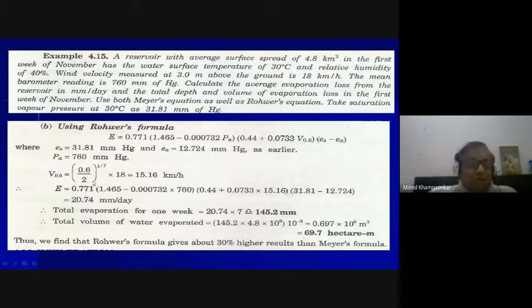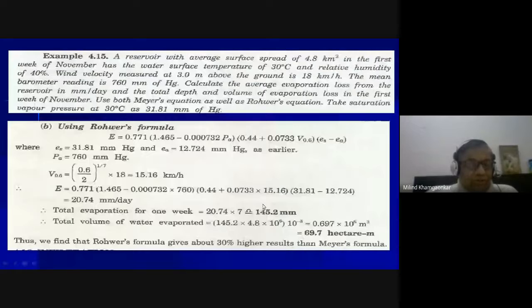So the velocity at 0.6 is equal to, again, V1 upon V2 is equal to H1 upon H2 raised to 1 by 7, or raised to 0.143. Using that formula, we will find the velocity at 0.6 meters above the ground. And then the evaporation value per day, putting all those values in the above formula, comes as 20.74 millimeters per day.